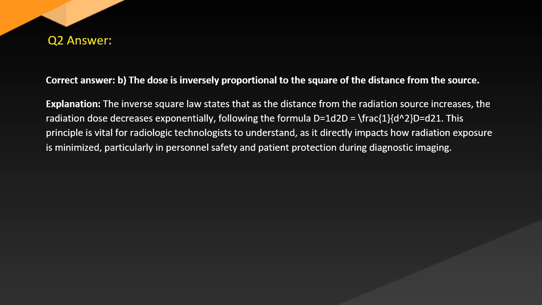Answer. Correct answer: B. The dose is inversely proportional to the square of the distance from the source. Explanation. The inverse square law states that as the distance from the radiation source increases, the radiation dose decreases exponentially, following the formula I equals 1 over d squared. This principle is vital for radiologic technologists to understand, as it directly impacts how radiation exposure is minimized, particularly in personnel safety and patient protection during diagnostic imaging.